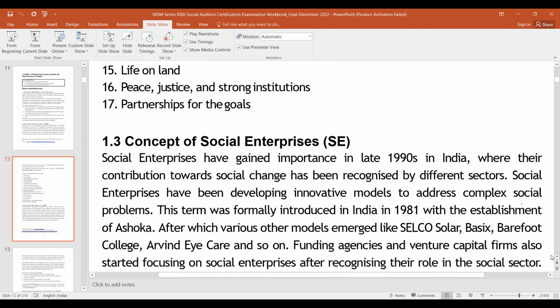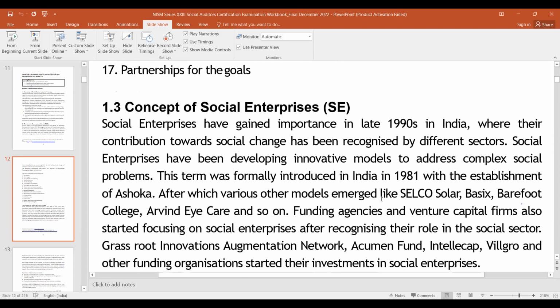So now they are addressing these complex social problems. This term was formally introduced in India. I am deliberately going slow for the first day, because I think we will develop a knack for the subject when we discuss these things slowly. For 2-3 days initially we'll go a bit slow, and then we'll move faster.